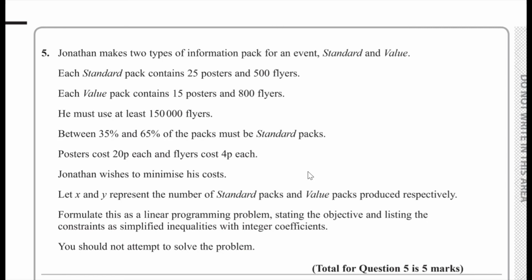Question number 5. Jonathan makes 2 types of information pack for an event. We have standard and value, and each standard pack contains 25 posters and 500 flyers, and each value pack contains 15 posters and 800 flyers. He must use at least 150,000 flyers, and between 35% and 65% of the packs must be standard packs, and posters cost 20p each and flyers cost 4p each. Jonathan wishes to minimize his costs.